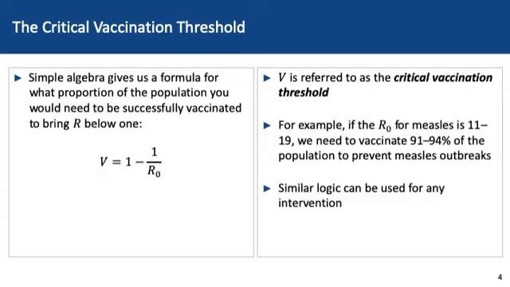And while vaccination is the prime example of this idea that if we can bring R below 1, we can protect the population from the disease, similar logic can be used for any intervention. So for instance, if we were treating people fast enough to halve the number of infections they caused, it would halve the reproductive number. And if that brought R below 1, then the population would be protected by that treatment.